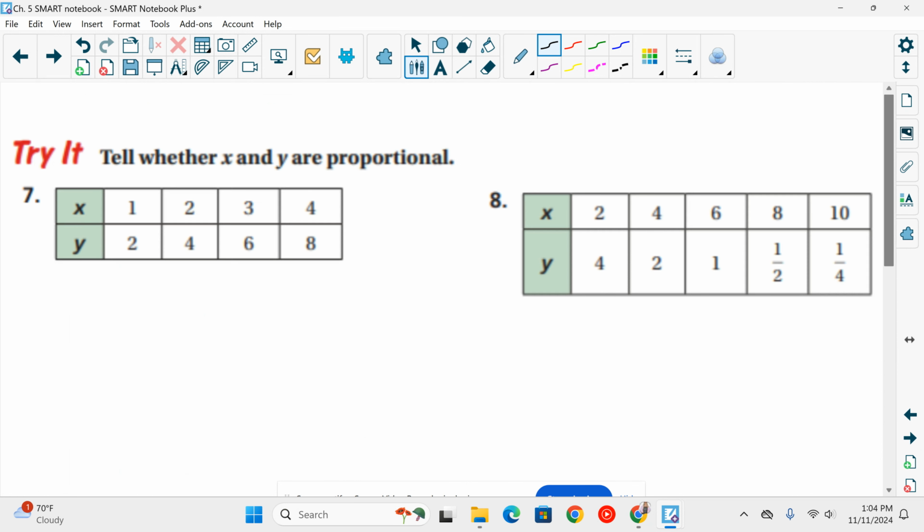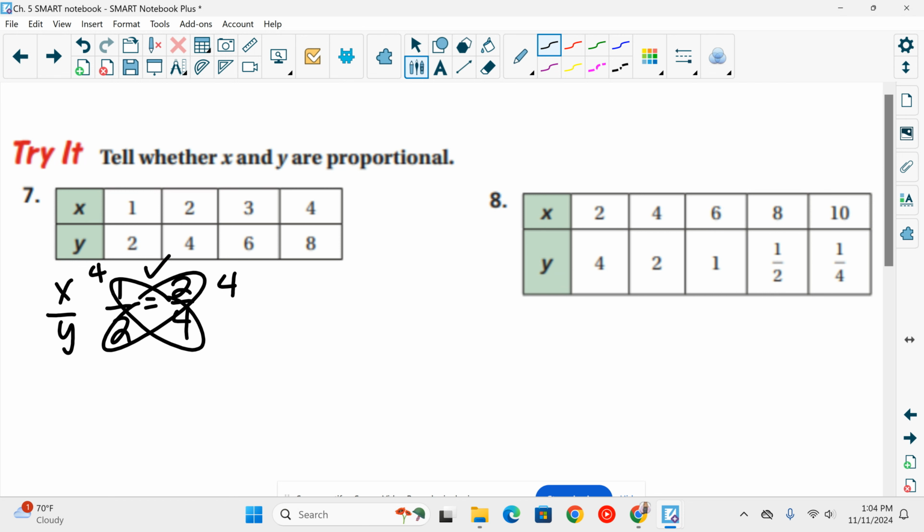Alright, so these tables are running horizontal, but they're still the same. We still have an x to y relationship. You want x over y. So I have 1 to 2 being compared to 2 to 4. When I cross multiply, 1 times 4 is 4, and 2 times 2 is 4. Well, that one checks out.